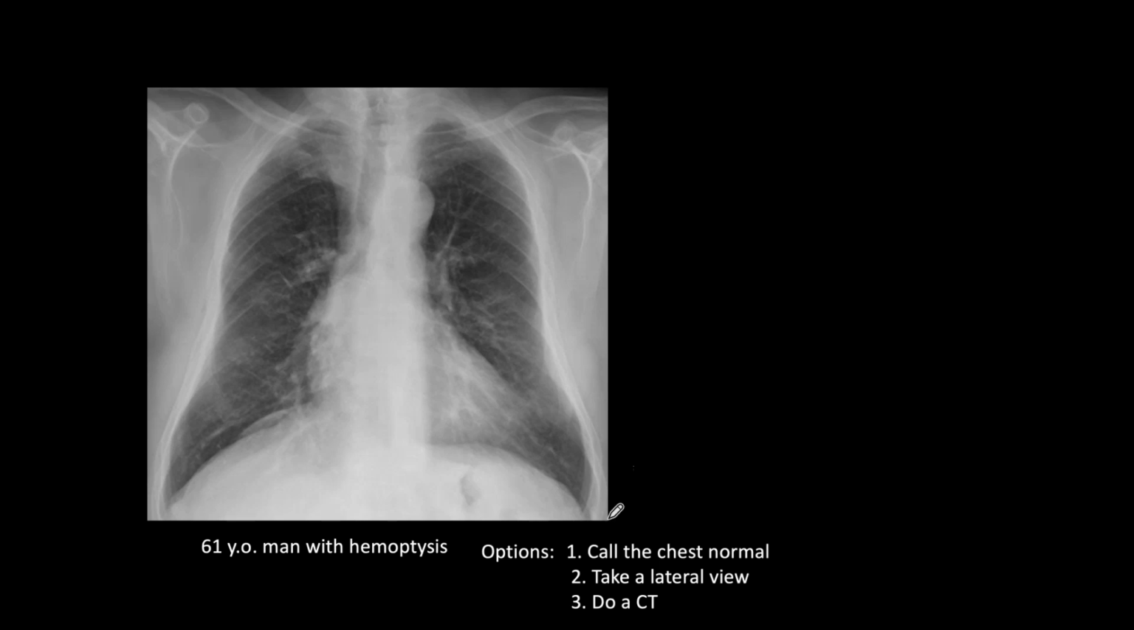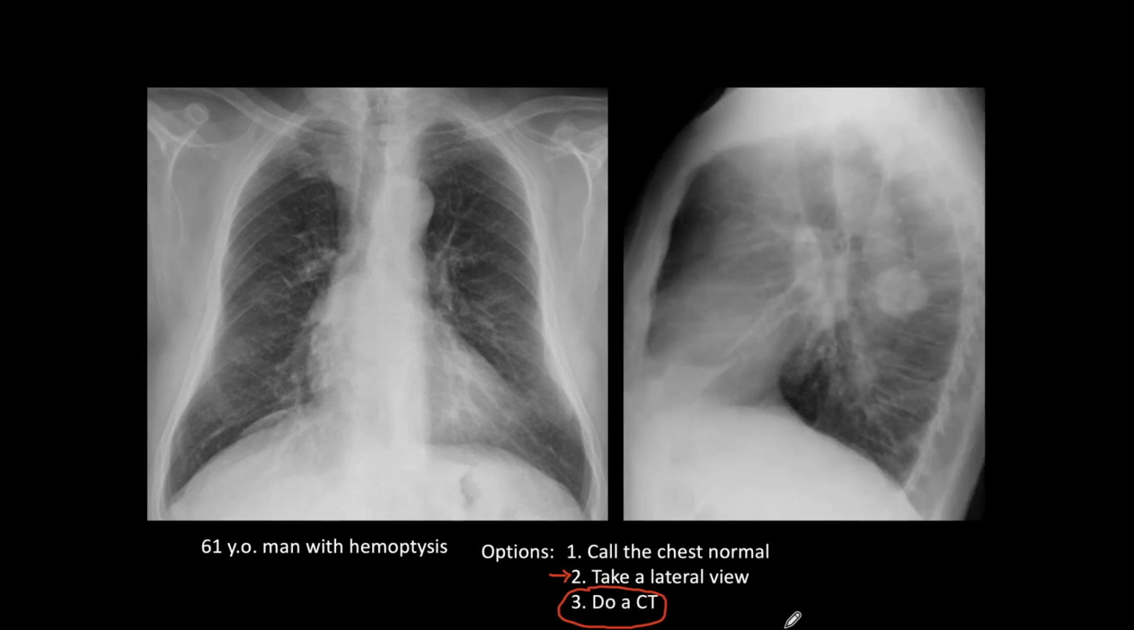Well, the sensible answer would be to do a CT because it's an easy answer. But the important answer is that you have to take a lateral view because you may get some information. And information definitely you get because when you have a PA chest film that is absolutely normal, at least to me, you see here a significant size nodule, irregular, which has a high probability of being malignant.